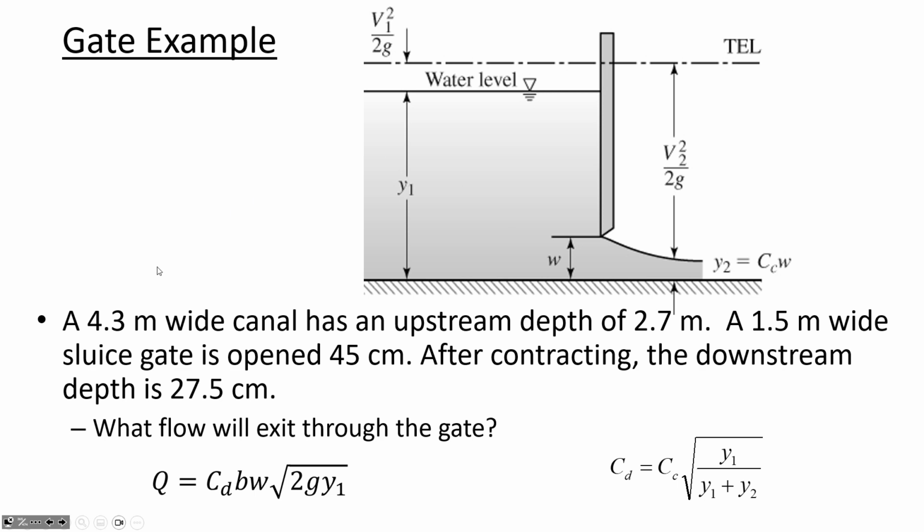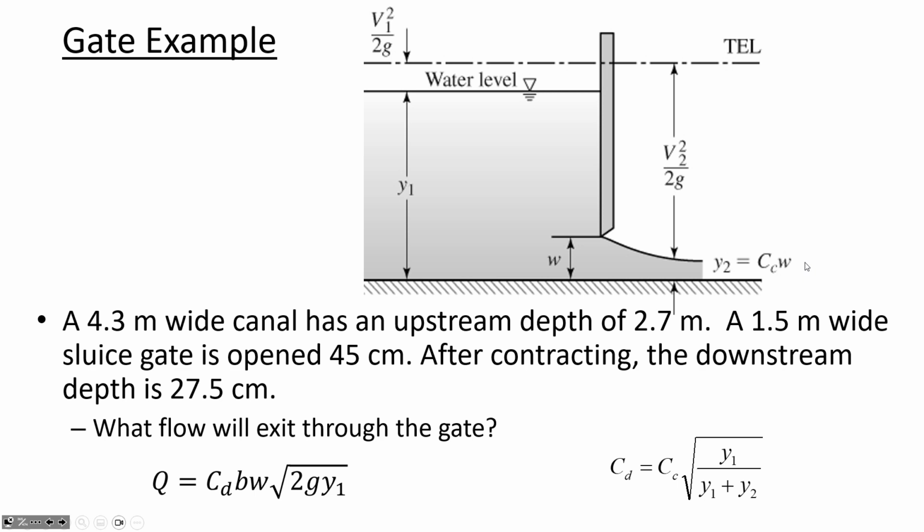We've got a canal that's 4.3 meters wide, and it's a rectangular canal. And the gate is across the entire width of that. The upstream depth, Y1, is 2.7 meters. And, oh no, the gate is 1.5 meters wide. So it's not the entire width of the channel. If we were going to look at this in the top view, the channel is wider than the opening of the gate. So let me show you from the top.